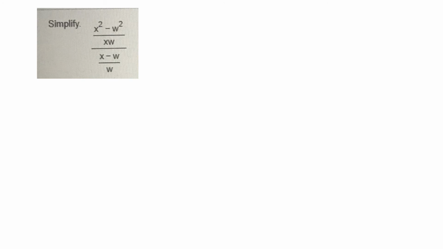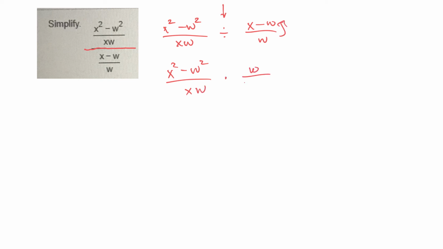Okay, let's try. Ooh, the double fraction one. Couple ways of doing this one. One, you can multiply both terms by a lowest common denominator, and that gets rid of denominators. Another way to do it is just to treat this as a division, which it is. So you can write this as x squared minus w squared over xw, divide x minus w over w. And then that division sign, we can change that to multiply. And then I flip these over. So w over x minus w.